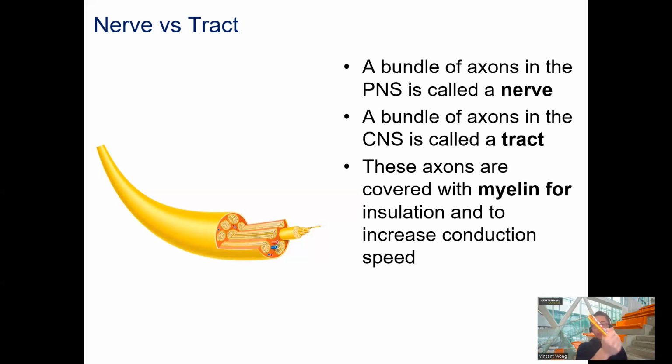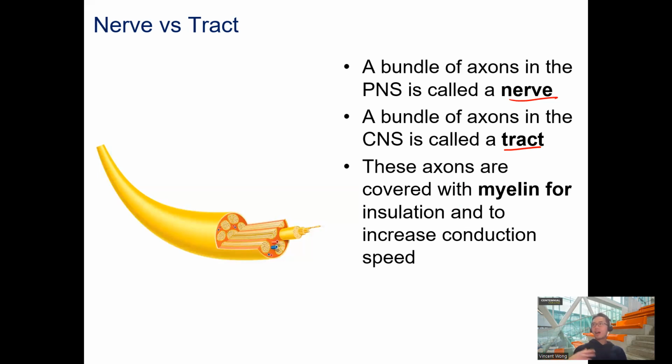The same bundle of axons, if it's found inside the brain or the spinal cord, we would now call it a tract. So tract and nerve are essentially the same thing. The only thing that's different is, where do we find it? Do we find it in the brain or spinal cord, in which case we call it a tract, or do we find it outside of the brain and the spinal cord, in which case we call it a nerve?